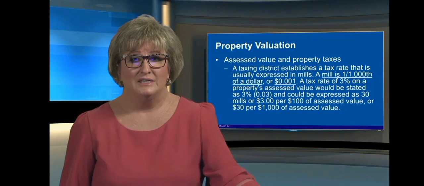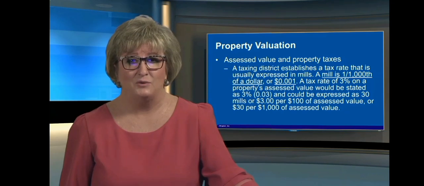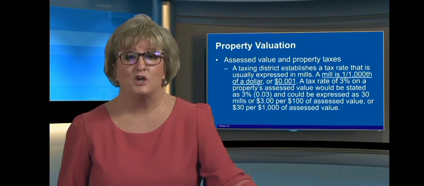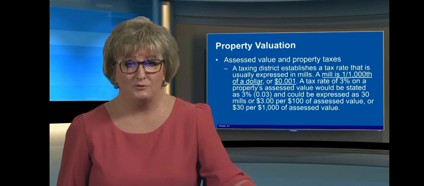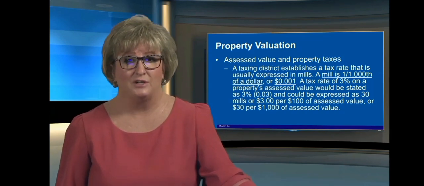A tax rate of 3% on a property's assessed value would be stated as 3%, 0.03, and could be expressed as 30 mills, or $3 per $100 of assessed value, or $30 per $1,000 of assessed value.